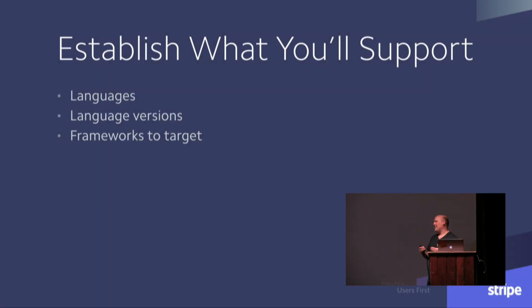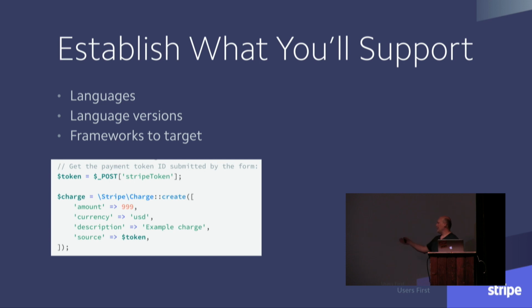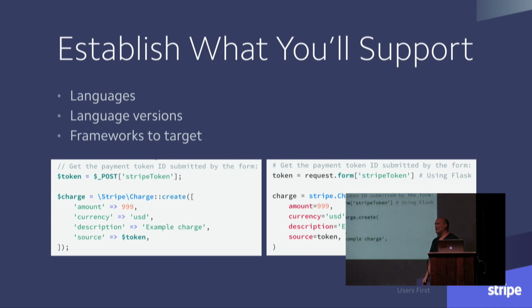Also identify the frameworks you're going to target. Now with vanilla PHP, if you're making a web example, you can actually just use vanilla PHP and that's going to be fine. But if you're doing a web example in Python, you're going to need to use a framework, and you're going to need to make that decision. So here we say we're using Flask. These are all things you should identify.